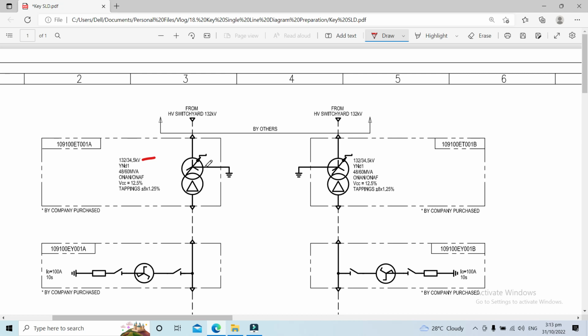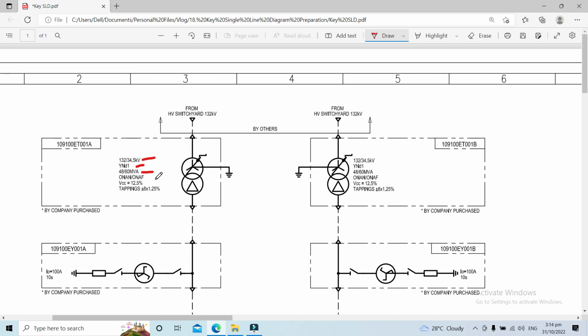After that, the rating of the transformer: both transformer A and transformer B are rated 48 MVA ONAN, and with fans they are rated 60 MVA. So ONAN 48 and 60 MVA. We have our percent impedance at 12.5%. So what is this percent impedance?